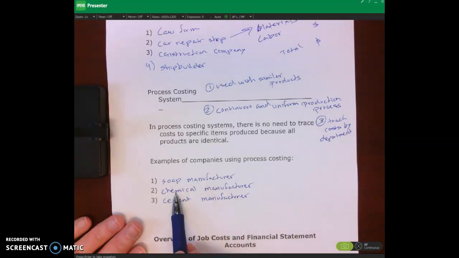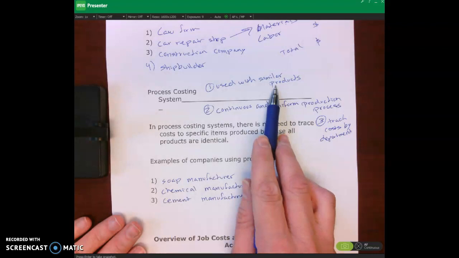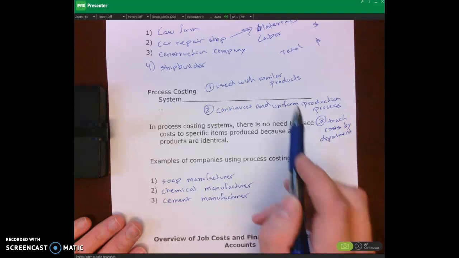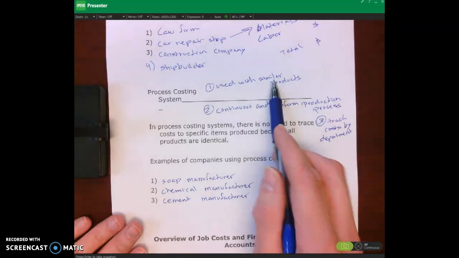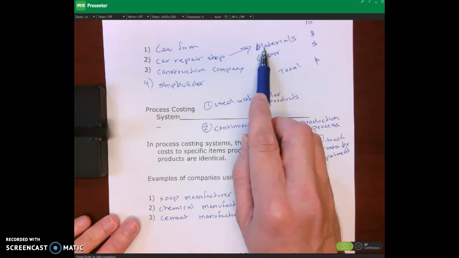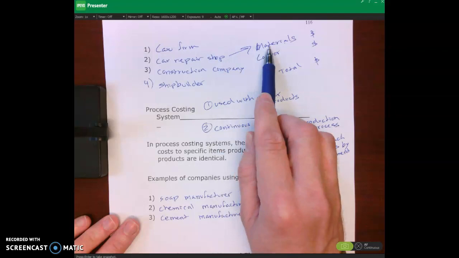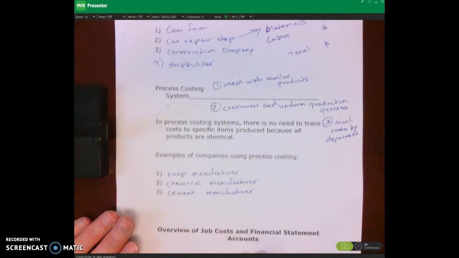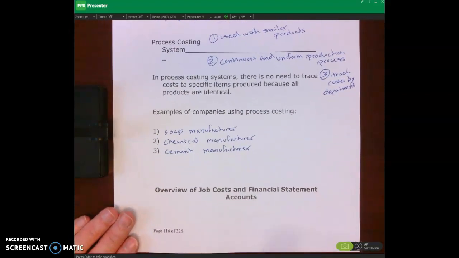Again, you can see different chemicals. They're still similar products because they're all chemicals. Cement, sure, there's different. I'm not a cement expert, but I'm guessing that there's a lot of different types of cement, but it's still cement, so they're still similar. Not nearly as different as a car repair shop, Virginia State inspection versus a muffler change in terms of how much materials and labor are required for each one of those. Very different, similar. Okay?